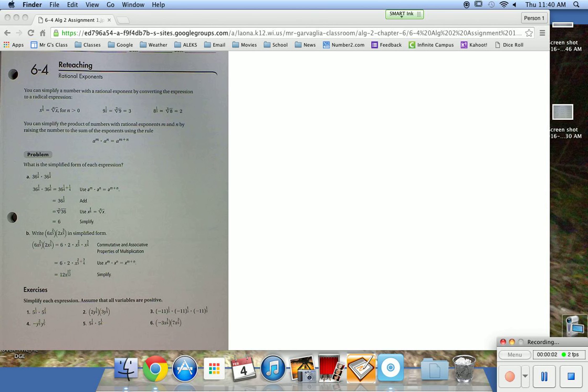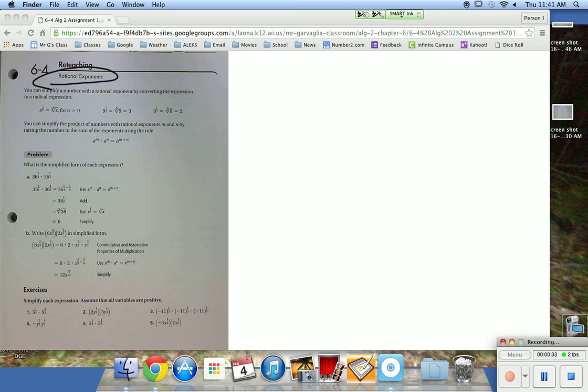Chapter 6, Section 4. You took pictures of the law of exponents poster up here, because this is the kind of stuff we're going to learn about today. This is your learning target for today: rational exponents, meaning fractions as exponents.